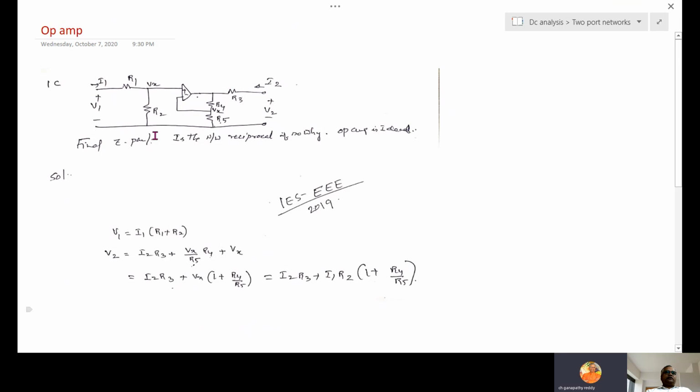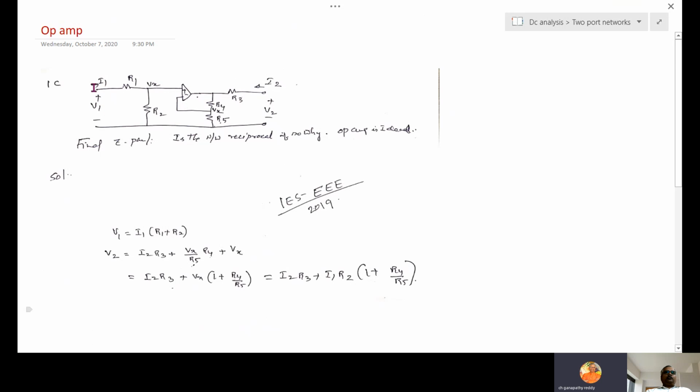So this is op amp based. Find Z parameters of the complete network. Is the network reciprocal? If so, why? Op amp is ideal. So with op amp it is asked. So op amp, what is the basic character? Input impedance is infinite. Current will not flow into the op amp.